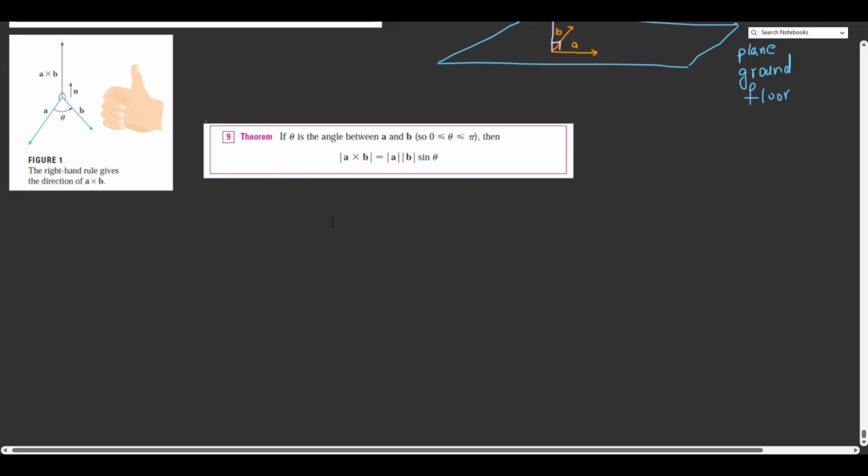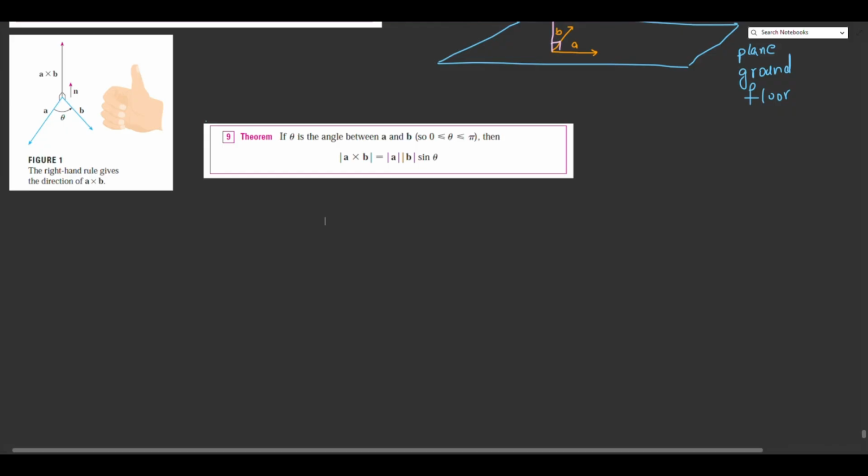So this is defined in this way. The magnitude of A cross B is equal to the magnitude of A, magnitude of B, sine of theta. So this is the second definition.